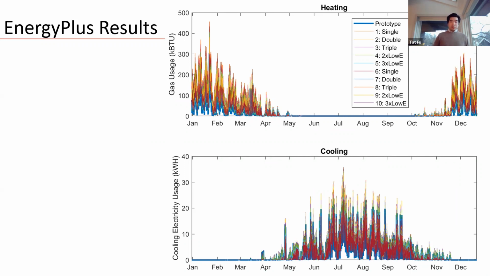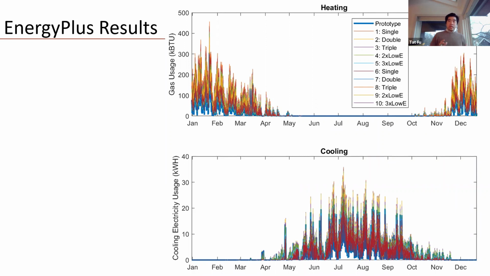When we simulate energy, one thing I would like to do is plot the energy usage throughout the year from January to December. What are you looking at? The upper graph is the gas usage, related to heating, and the lower graph is related to cooling. I simulated the first 10 case studies, from 1 to 10.